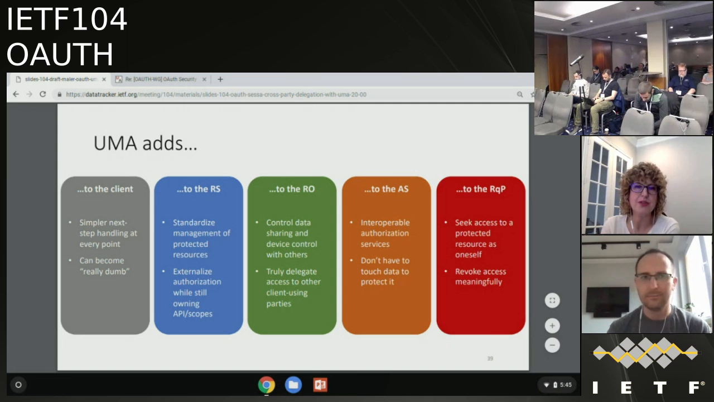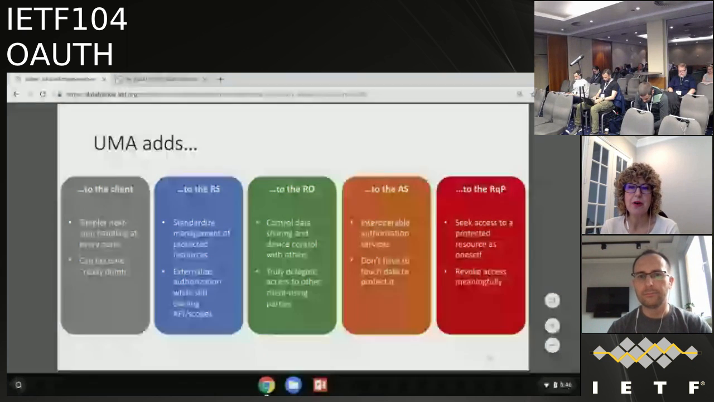Standardizing management of protected resources. Again, feedback gathered. Benefits to the resource owner around controlling data sharing. That's a privacy benefit that we've been hearing from those who are in the position of deploying this for consumers. Benefits to an AS and to the requesting party as well around things like revoking access meaningfully. When you're actually sharing with an autonomous third party, that becomes really different than when you're sharing it with yourself using a client.